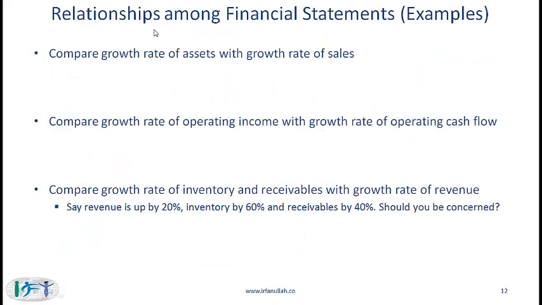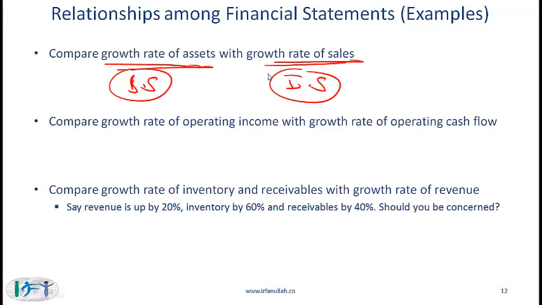Let us briefly talk about the relationships among financial statements. What we've seen so far is a common-sized balance sheet, common-sized cash flow statement, common-sized income statement, and all of them simply looked at ratios relative to that particular statement. Often it is useful to compare numbers across statements and look at the relationships between those numbers. For example, it would be useful to compare the growth rate of assets, which you would get from the balance sheet analysis, with the growth rate of sales, which would come through an analysis of the income statement.